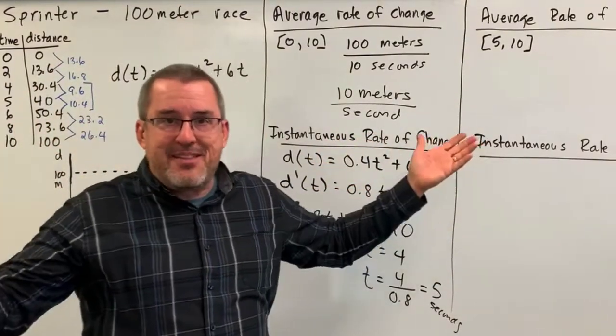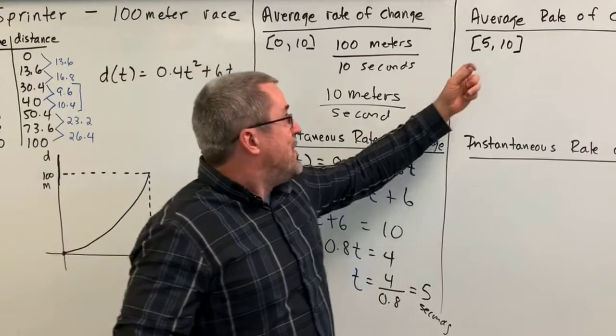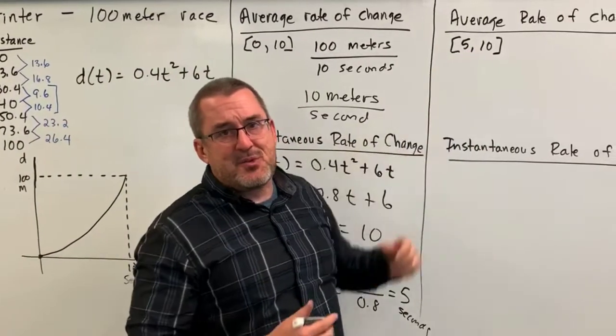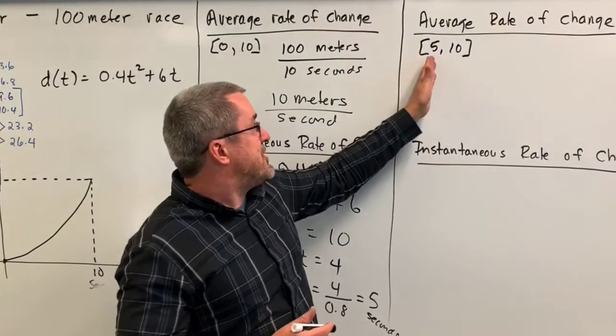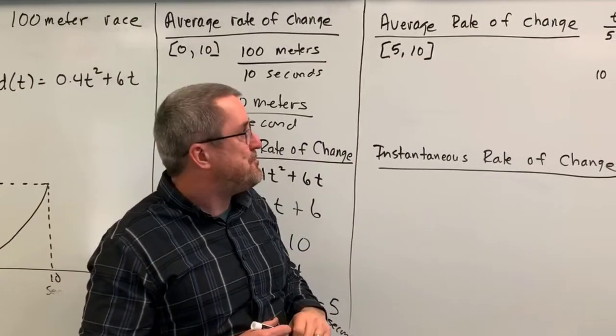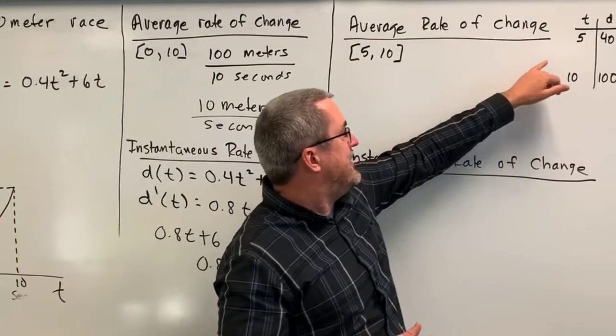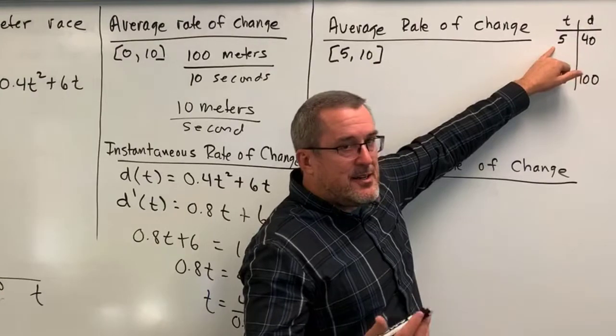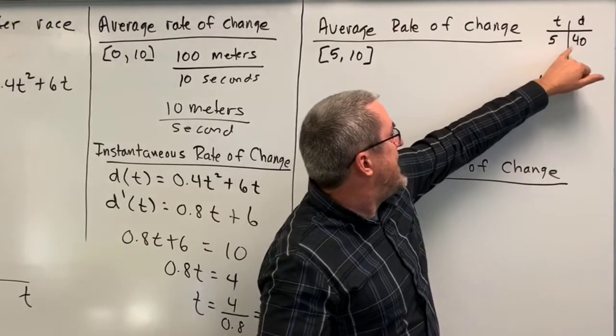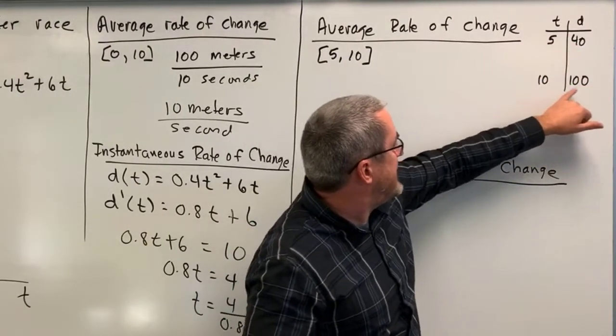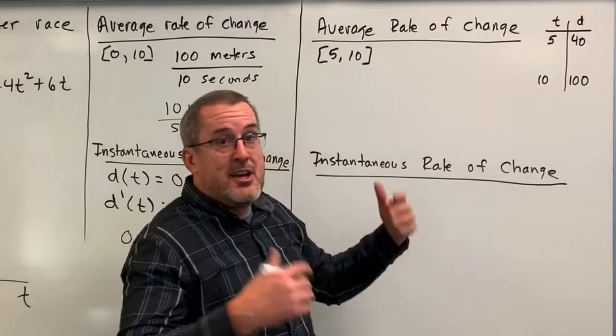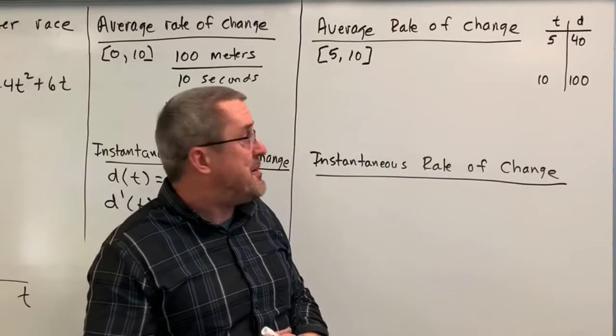It doesn't have to be the entire race. So for example, what if we wanted to know how fast the runner was running on average during the last half of the race? I've repeated the data here from the original data set: at time 5 the distance was 40, at time 10 the distance was 100. So what would the average rate of change be here?